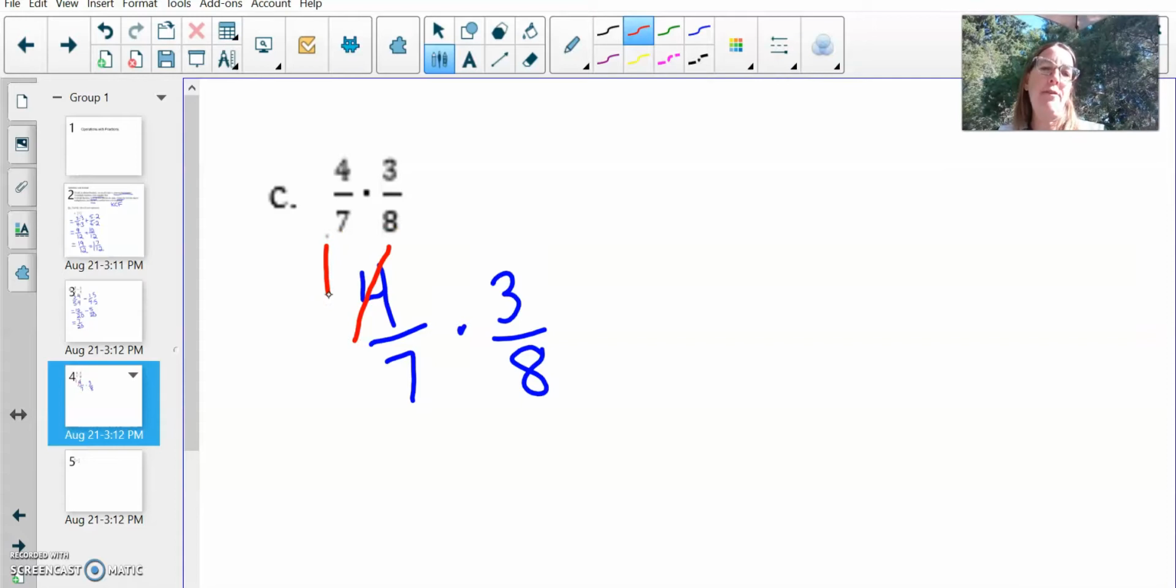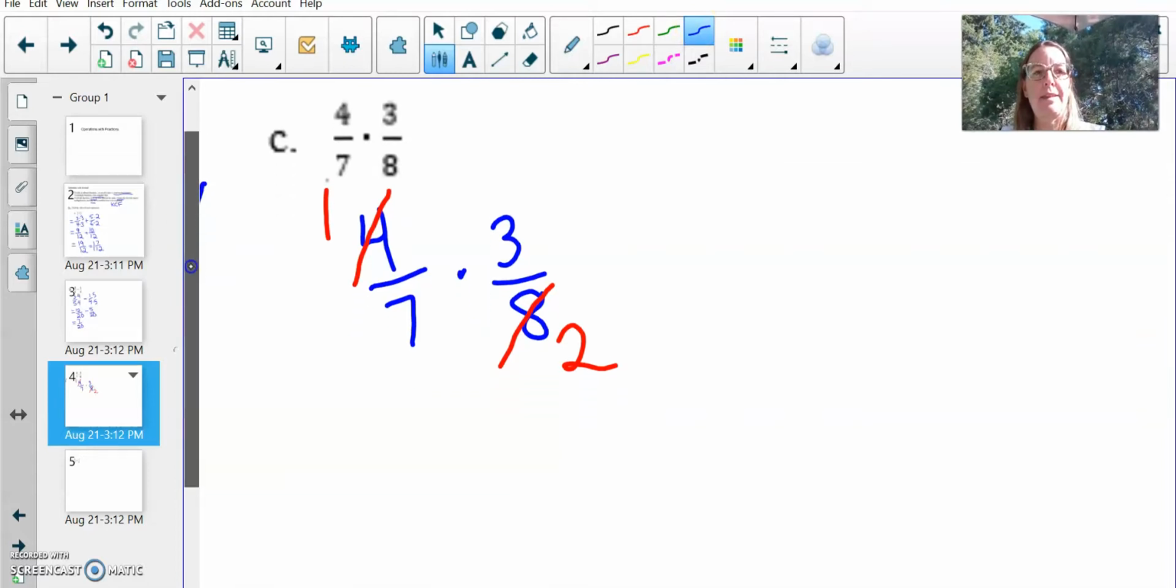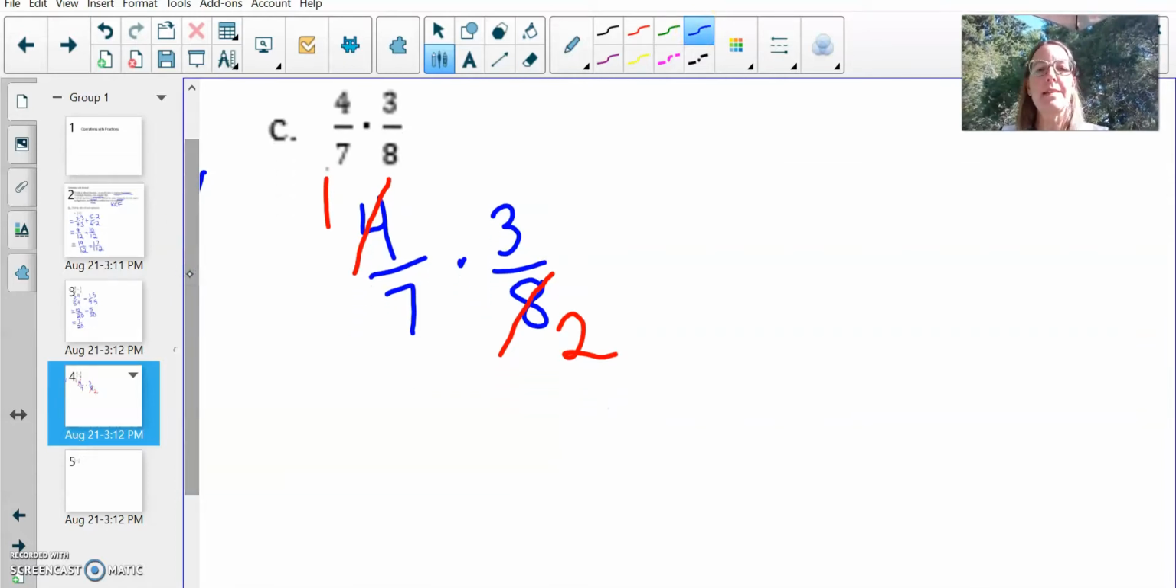So 4 divided by 4 becomes a 1 in the numerator. 8 divided by 4 becomes a 2 in the denominator. And that helps me with multiplying so that my numbers are smaller to begin with initially. Nothing else cross cancels here, so now I multiply straight across. 1 times 3 is 3. 7 times 2 is 14. And that's my simplified answer right away.